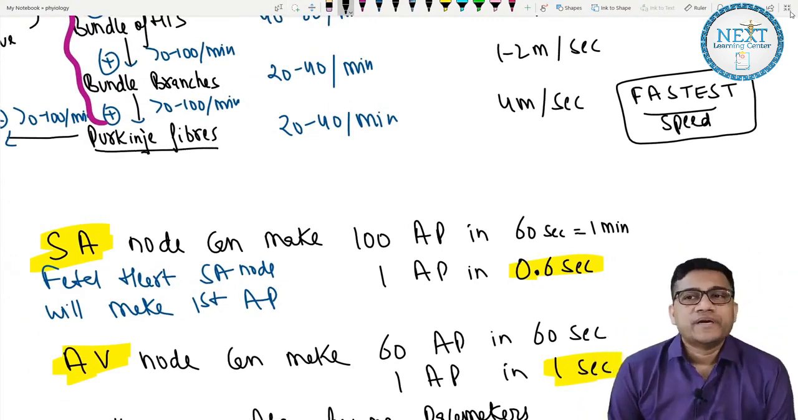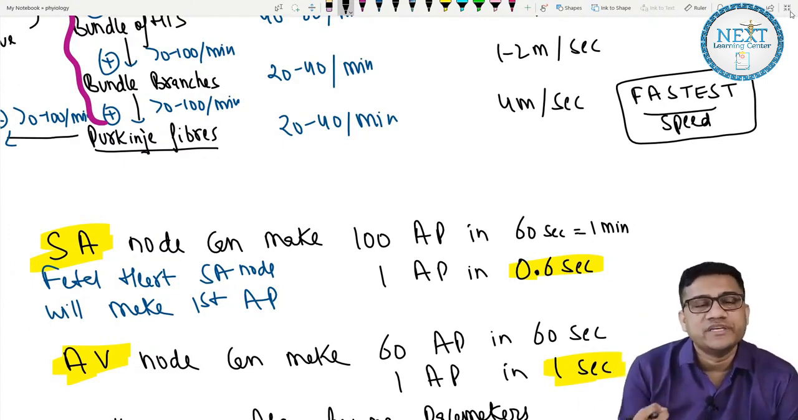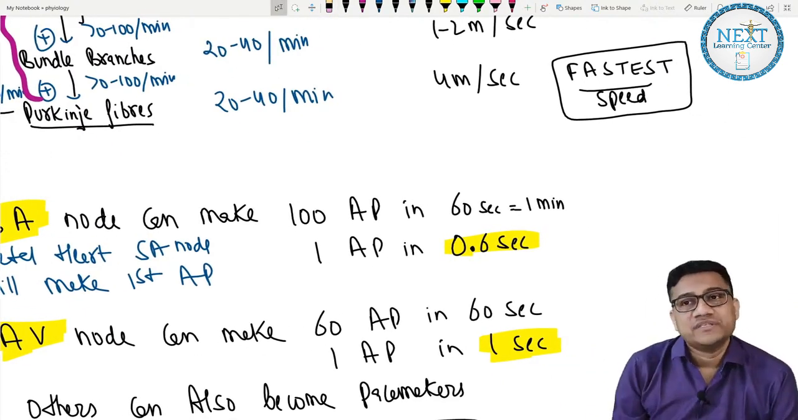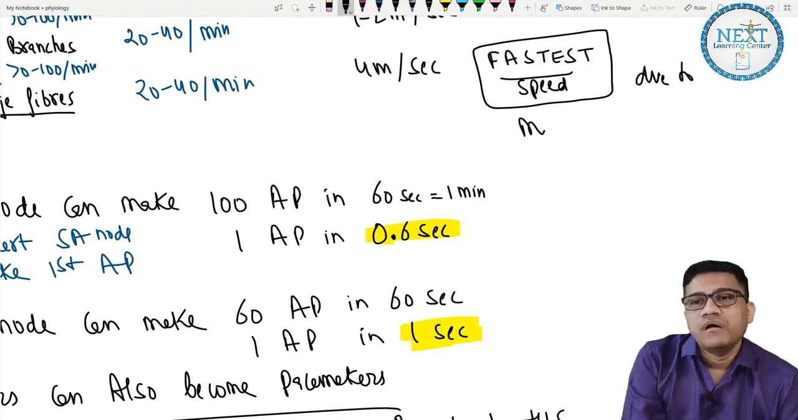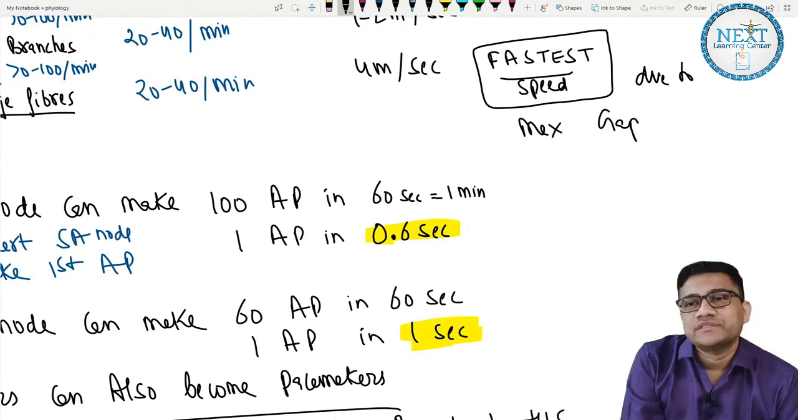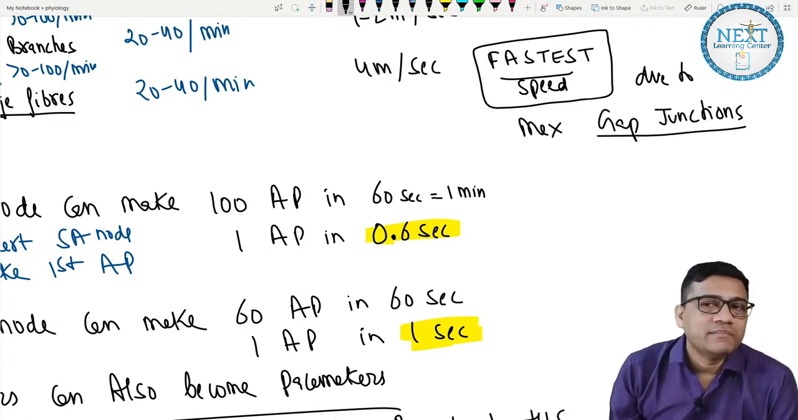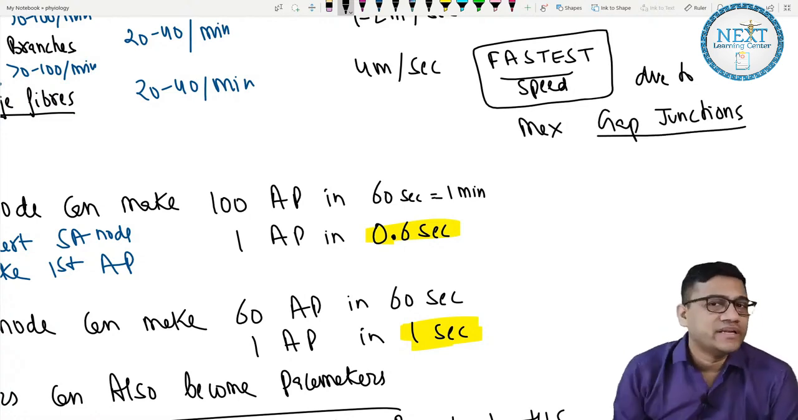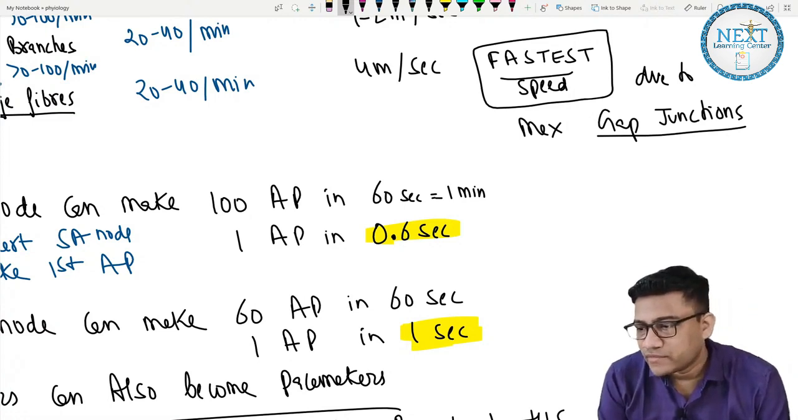So Purkinje's fastest speed. Are you clear? So the fastest speed is what? Purkinje fiber. Now they ask this question, why is it fastest? So remember, it is fastest due to maximum gap junctions. A very commonly asked question: it has maximum gap junctions. What are gap junctions? They are small electrical connections. For now, leave this, just remember gap junctions. Clear?